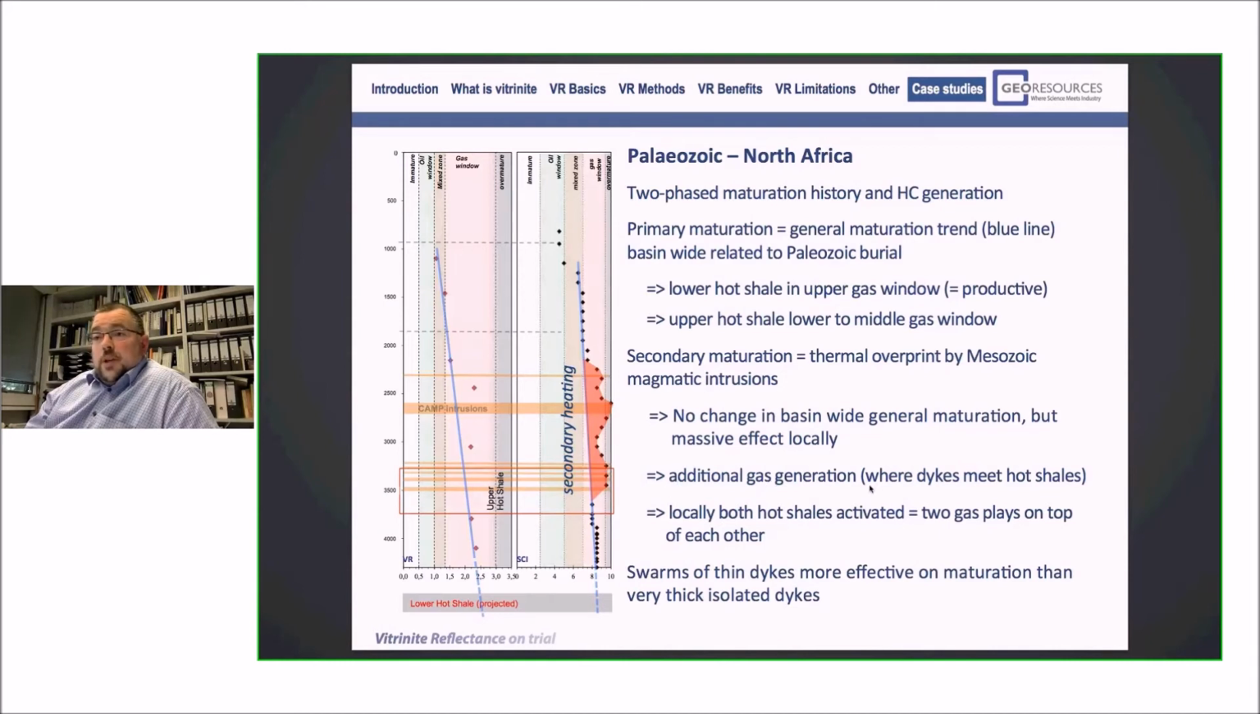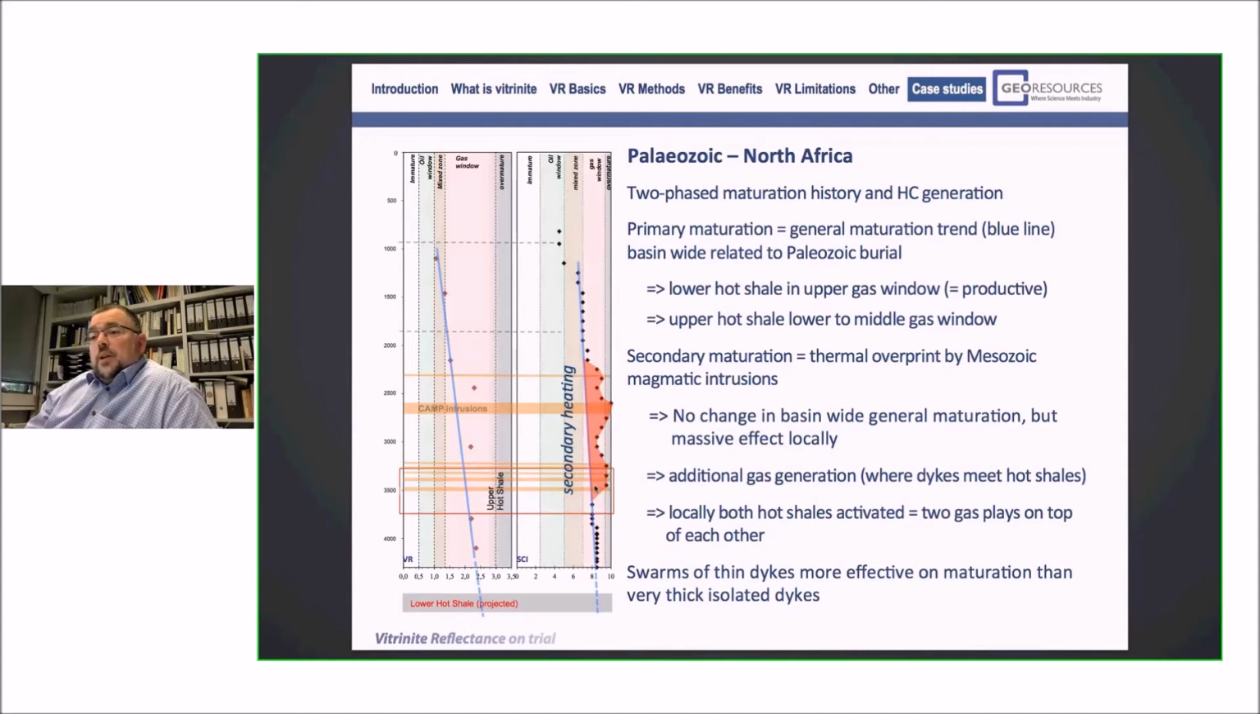This leads to additional gas generation, at least in this well, because the set of dikes here gets into this upper hot shale interval and shifts up the maturation in this organic-rich shale interval into the upper gas window, and leads to a massive production of gas in this interval. That's the reason why we have both hot shale intervals activated in this well, and we have in this well two gas plays above each other, one down here and one up here. The one sourced by the lower shale interval, and this one up here by the upper shale interval.